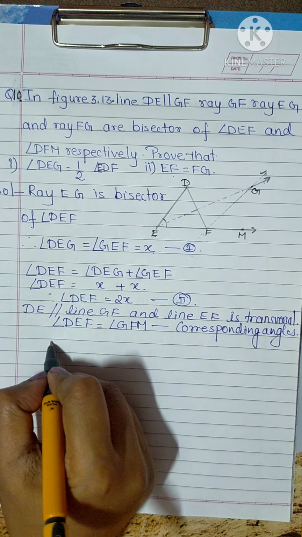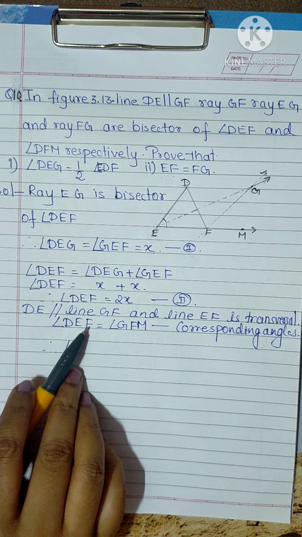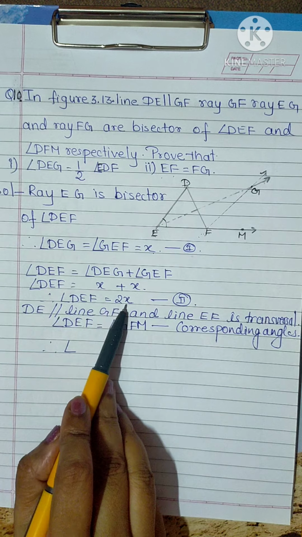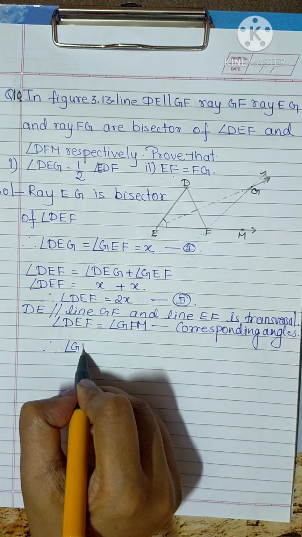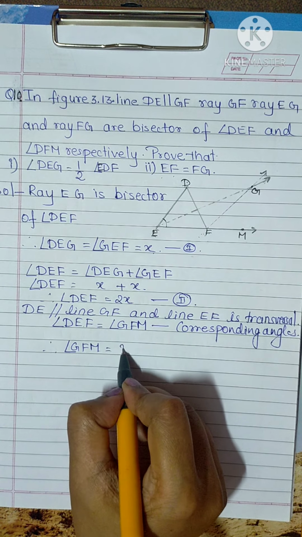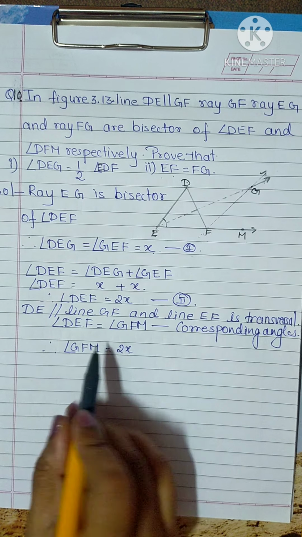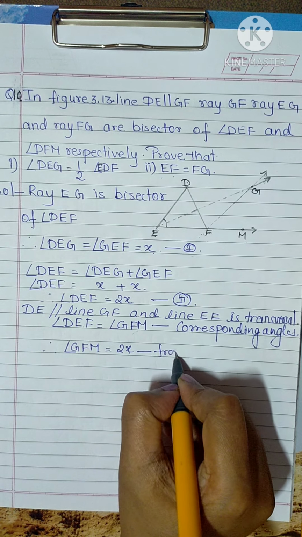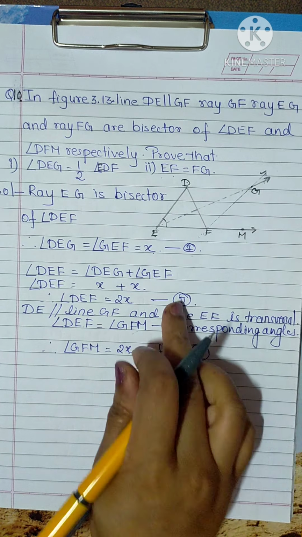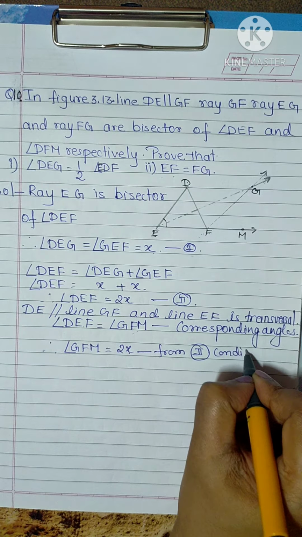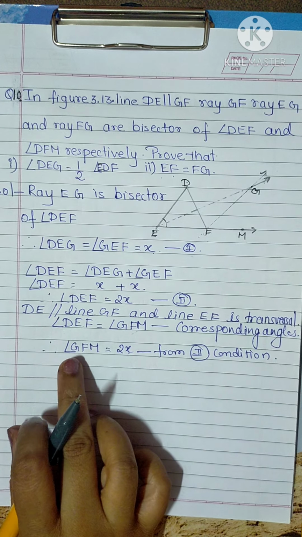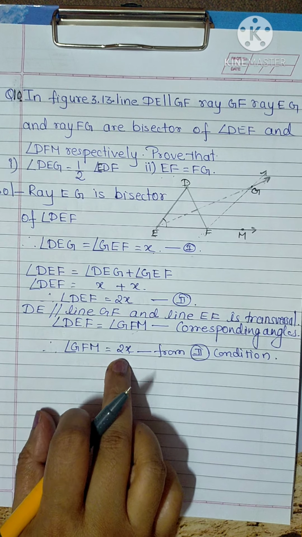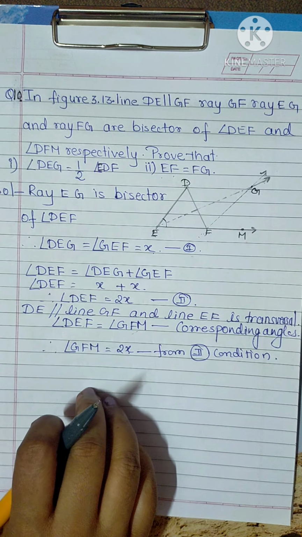Now we have proved that both are equal. So here DEF is given 2x, so GFM also is the same, 2x, because both are the same, so the value is also the same. From the second condition, I am writing GFM equal to 2x. I hope you are understanding. Please follow the steps, then only you will understand this sum.